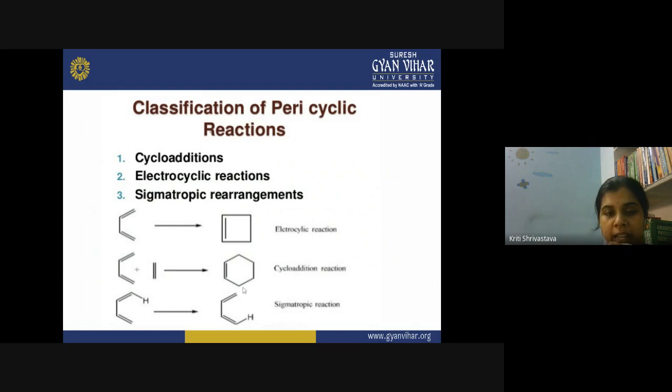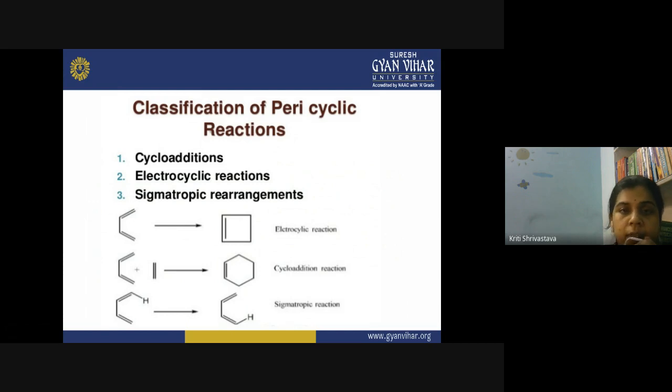And the last category is sigmatropic rearrangement. Sigmatropic rearrangement means there is rearrangement of a sigma bond. Like you can see, here I have a sigma bond with H, and now it has changed its position, and now I have it here. So this is the rearrangement of a sigma bond, and this also occurs by a concerted mechanism and through a cyclic transition state, and this is also a very important category of pericyclic reaction.